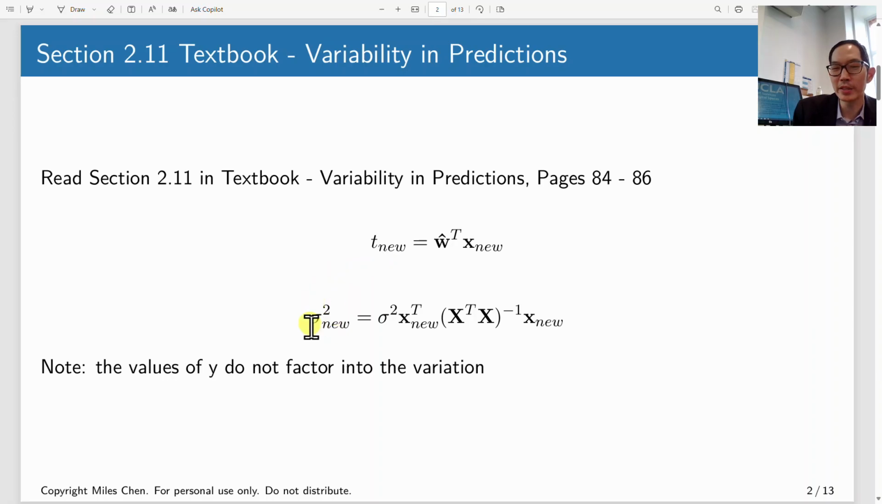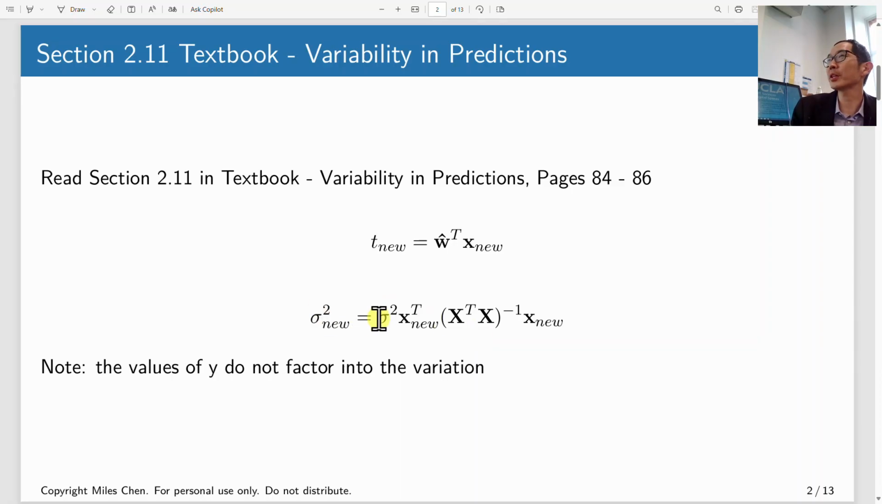Okay, and then the variation. The variance here, we'll take our model variance and then also multiply it by our new x values here. And in the middle we have an X transpose X inverse there. And so interestingly enough, as far as the variation goes here, there's no values of y or t here. It depends only on the x, okay? And that feels a little bit strange, okay?